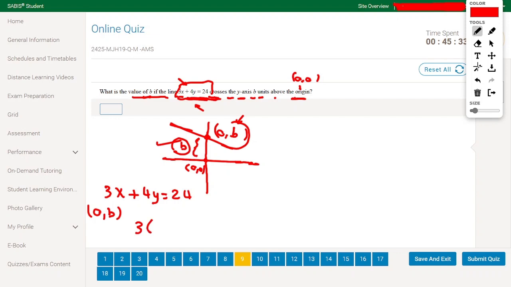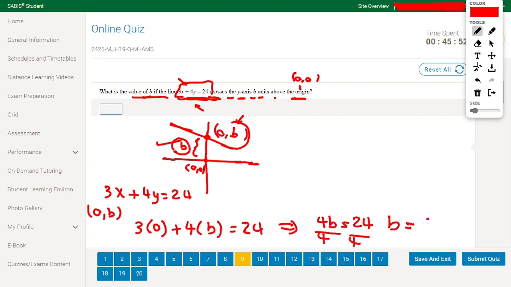So 3 multiply 0 plus 4 multiply b will equal 24, right? So 4b equal to 24. So let's divide by 4, divide by 4. So b will be equal to 6. So the answer here is 6. So this point here, the line crosses the point 0 and 6.